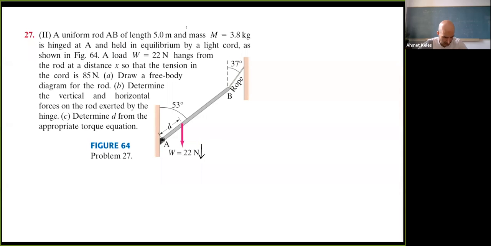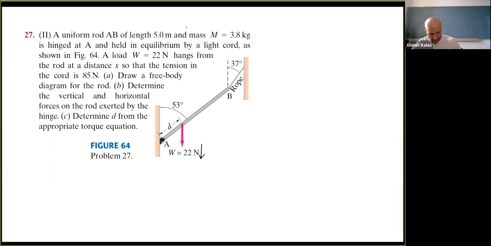So a uniform rod AB of length 5 meter and mass m equal to 3.8 kg is hinged at A and held in equilibrium by a light cord, I think massless cord, as shown in figure 64. A load W equal to 22 Newton hangs from the rod at a distance x so that the tension in the cord is 85 Newton. A, draw a free body diagram for the rod. B, determine the vertical and horizontal forces on the rod exerted by the hinge. And C, determine D from the appropriate torque equation.